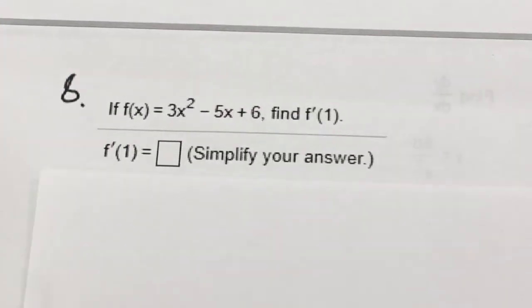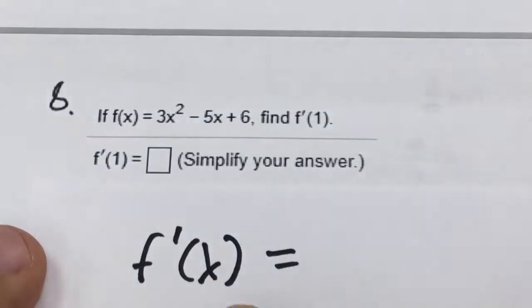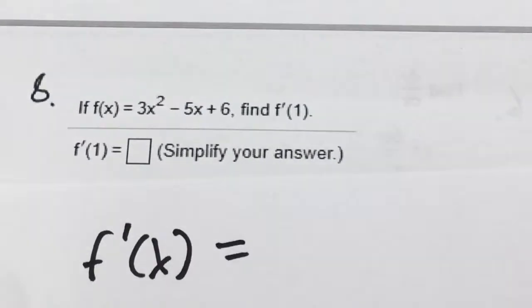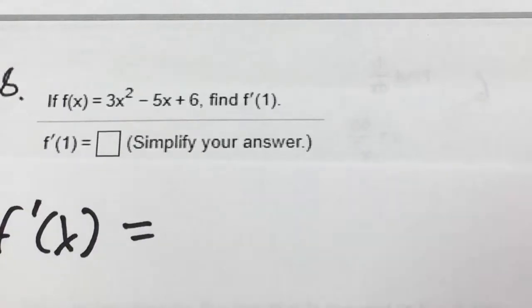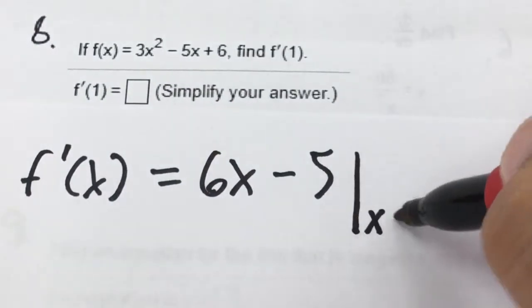Now number 8, they want me to find the derivative and then plug in 1. So the derivative, f prime of x. Again, another way to write derivative notation is to put f prime of x, not f to the first, that's f prime. So I'm going to take the derivative, that's going to be 6x minus 5. And now they want me to plug in x equals 1. So I'm going to plug in the value x equals 1.